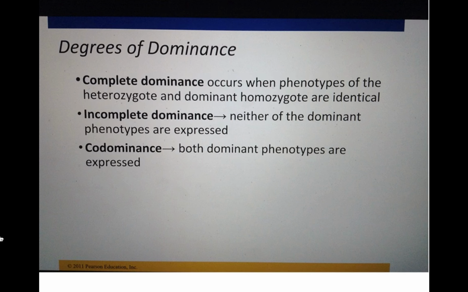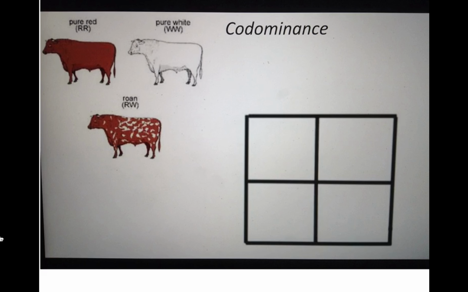Complete dominance we already talked about, where capital P means you're purple and lowercase p means you're white. So that's what we consider normal Punnett squares. Incomplete dominance we'll see is where neither of the traits is expressed, and codominance is where both are going to be expressed. So let's look at codominance first. Codominance, again, is the situation where we're going to have both phenotypes expressed.